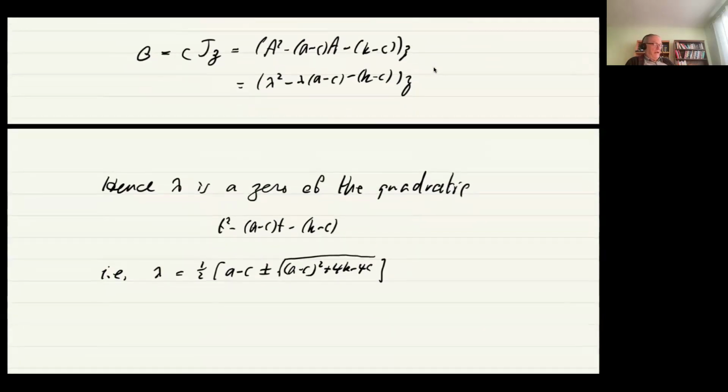Okay, and so you get an expression for the eigenvalues, and I won't have any occasion to worry about that now, so I won't go into it. Any questions at this point?